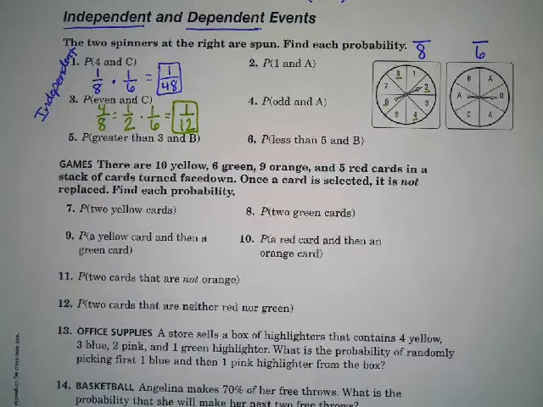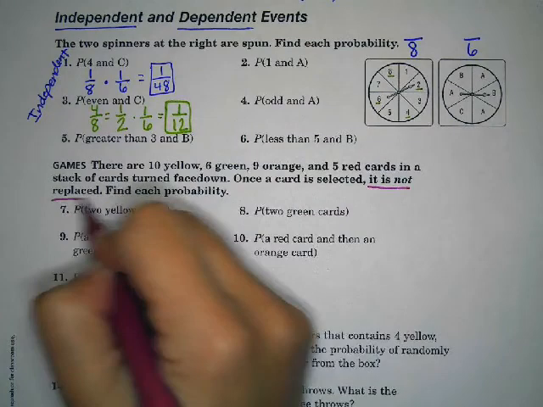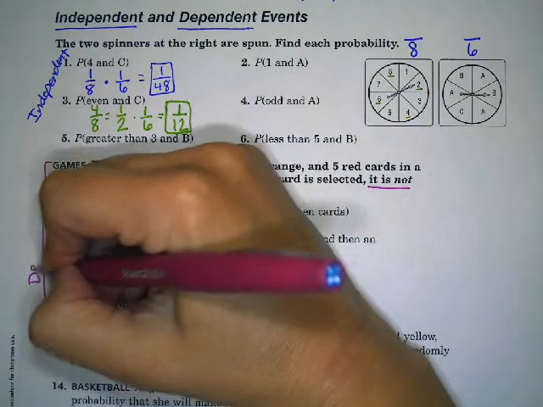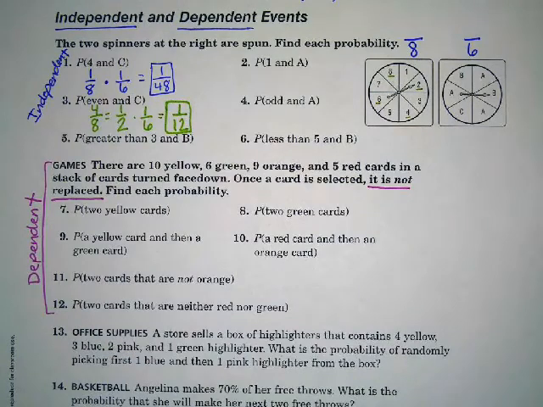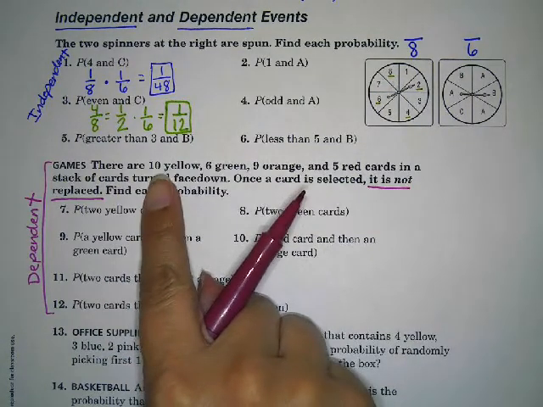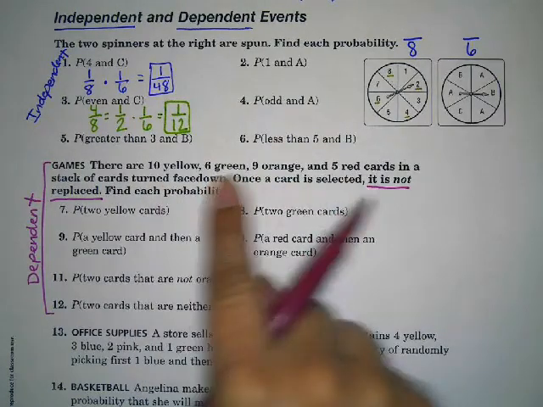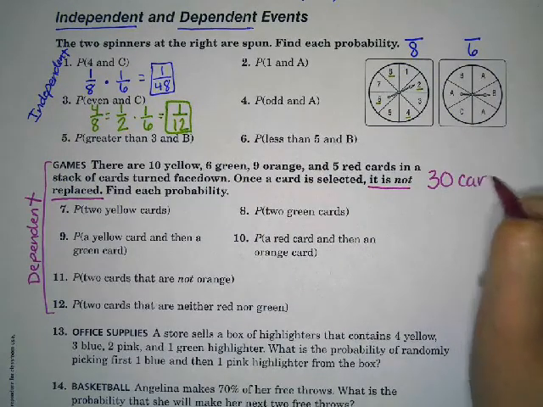In the second section, it says there are 10 yellow, 6 green, 9 orange, and 5 red cards in a stack of cards turned face down, once a card is selected, it is not replaced. So since it is not replaced, this whole section right here is going to be dependent. Okay, so that's going to change how we do these problems. How many cards total do we have? We have 10 plus 6 plus 9 plus 5. So 10 plus 6 is 16, plus 9 is 25, plus 5 is 30. So we have 30 cards in the stack.